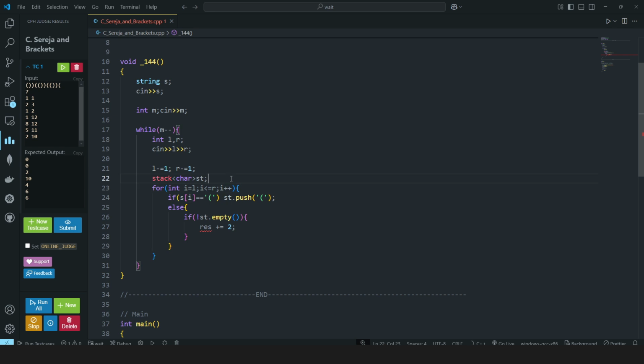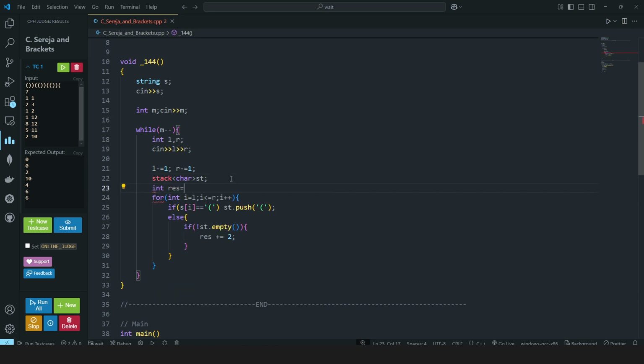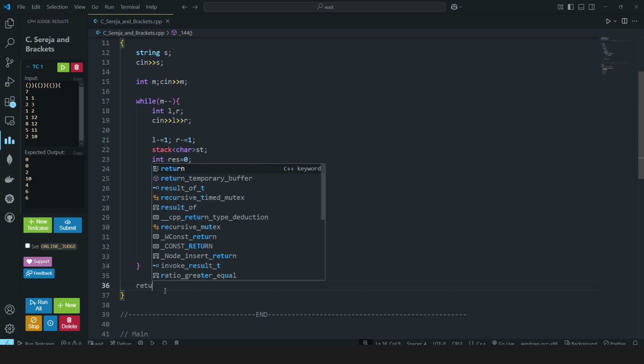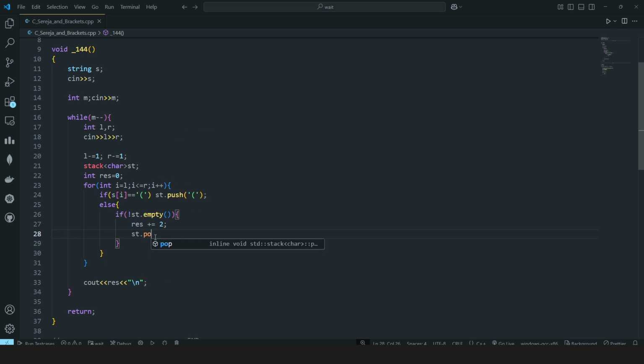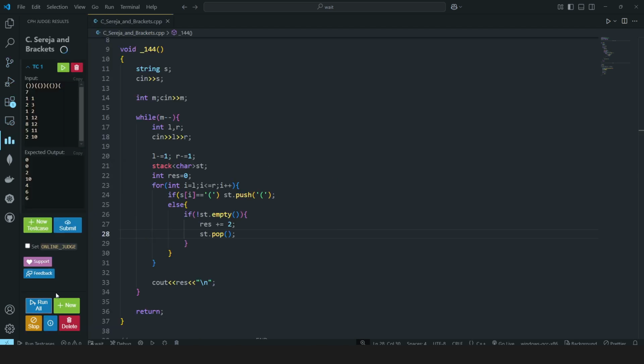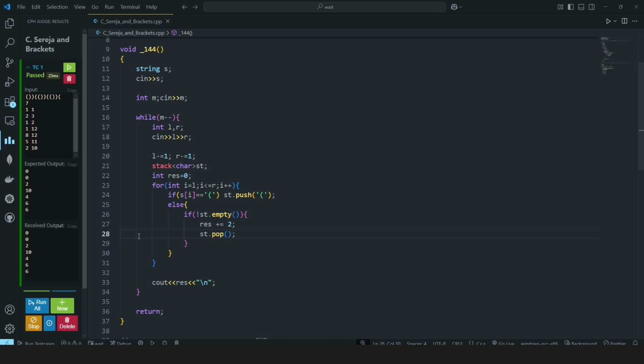So let us declare the result variable here. int result equal to 0 initially, and after the iteration has been performed completely, I will simply print this result, that is, just do a return. And also make sure that after adding 2 to our result, since the opening bracket at the top of the stack is now successfully paired with this closing bracket, we have to do a pop operation, right? So I will say st.pop. And now if I try to run the code, let's see if this is correct or not. As you can see, the results are correct here.